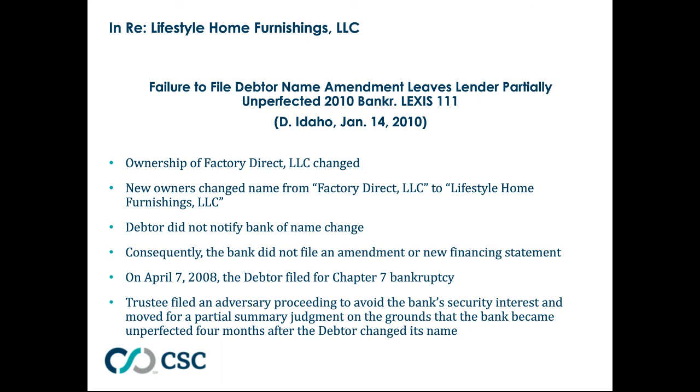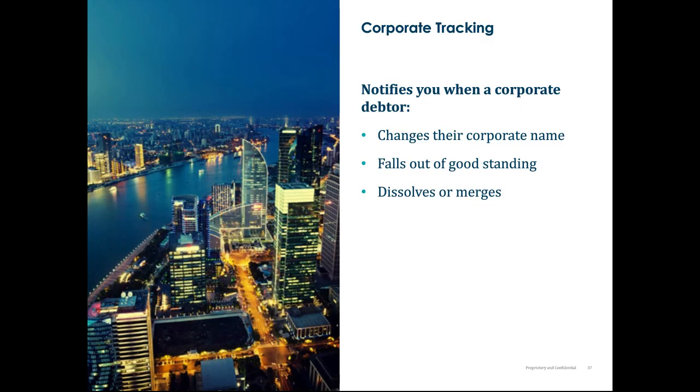Most of the cases I've read about say 4 to 6 months after a name change, you're probably not perfected anymore, but it's basically up to the court, so they would decide if you're perfected or not. Now, when it comes to monitoring names on an individual, that's really hard. There's no good way to do it. You're kind of at their mercy. But with corporate tracking, if you have a corporate debtor, we can absolutely track that for you.